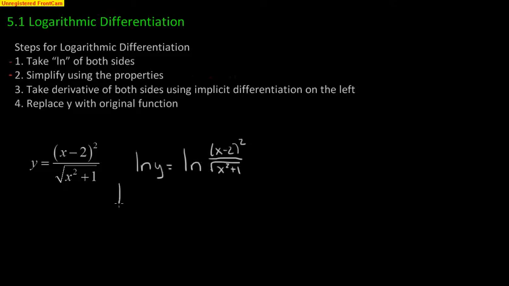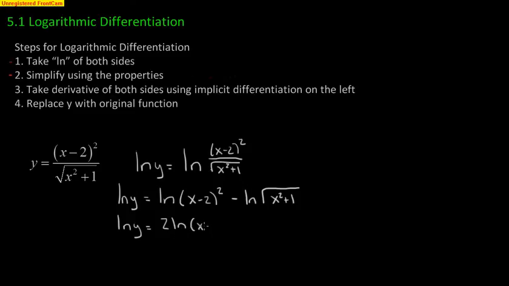My left side is going to stay the same: the natural log of y. Then I know I have a quotient here, so I'm going to have the natural log of (x minus 2) squared, minus the natural log of the square root of x squared plus 1. Still expanding, I have the natural log of y, and then the power rule allows the exponent to come down. So I've got 2 natural log of (x minus 2), minus 1/2 because of the square root here, natural log of (x squared plus 1). Alright, so that's fully expanded.